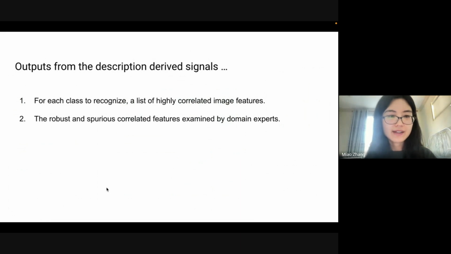Yes, so a little summary: the outputs from the description-derived signals include, for any target class to recognize, a list of highly correlated image features, and also the robust and spurious correlated features examined by domain experts. With this, I think the next step is to try to mitigate the influence of the spuriously correlated features.